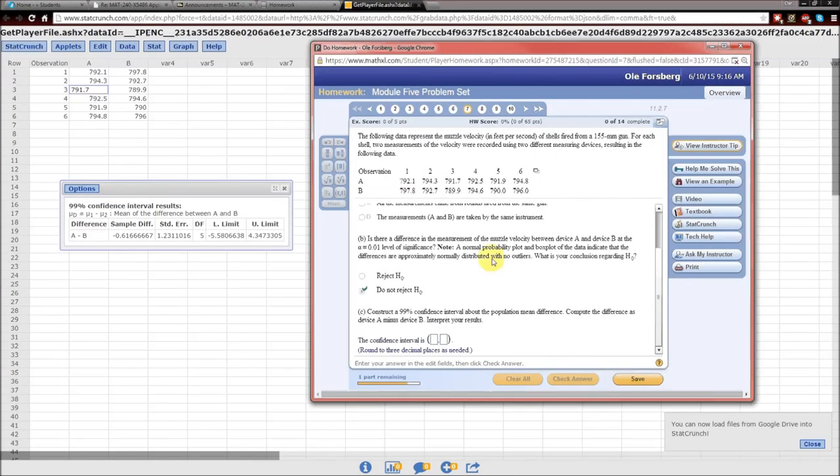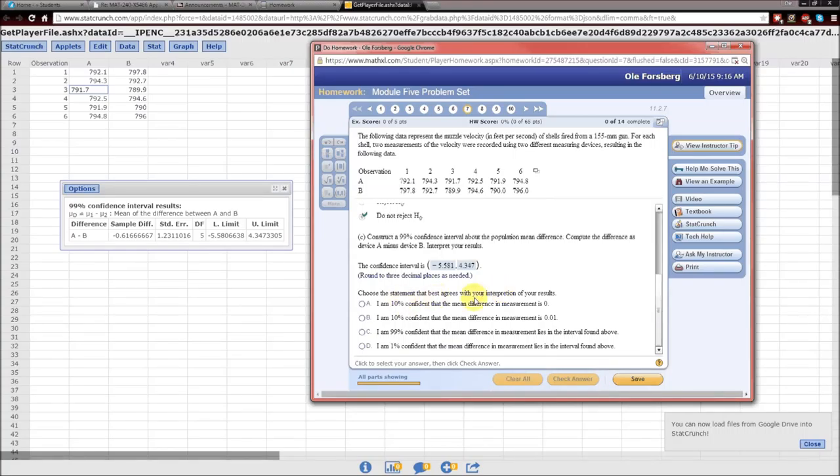Arrange the windows. Confidence interval is from negative, to 3 decimal places, need to remember that, -5.581 to 4.347. Just got these numbers from the lower limit and the upper limit. Check. Good job. And we are now at the end of the problem. Oh, nope, one part remaining.